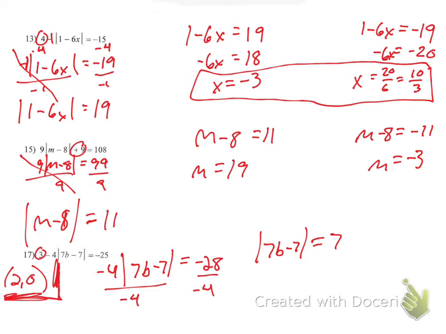So I can set that into my two equations. 7b minus 7 is equal just to 7, so the same thing. And then 7b minus 7 is equal to a negative 7. So 7b, I'm going to add 7 to each side, is going to be 14. So b is going to be equal to 2. And it looks like I'm on the right track.